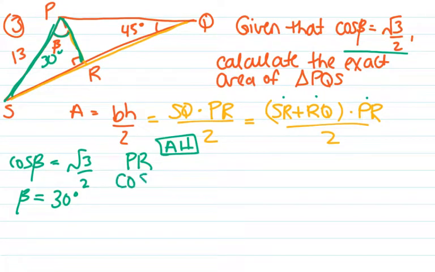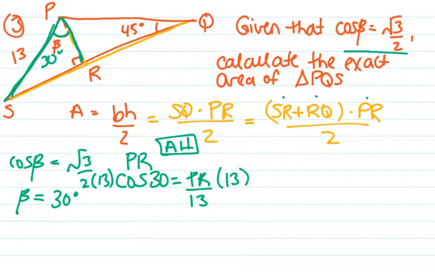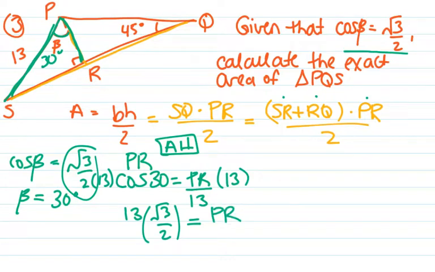So cos 30 equals adjacent, which is PR, over the hypotenuse, which is 13. So multiply both sides by 13. But I also know that cos 30 equals root 3 over 2, right? They just told me that over here. So now I have 13 times root 3 over 2 equals PR. So that's my calculation for PR. Now I'm going to find SR. I'm just going to write PR up here. Equals 13 root 3 over 2. I'm not going to simplify that any further because then I would have to round. So I'm going to leave it like that.